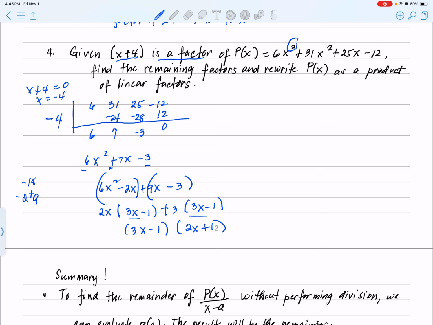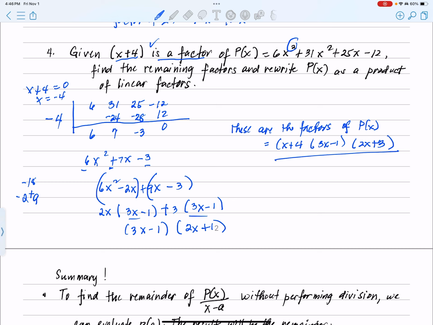So the remaining factors of p of x are x plus 4, which is already the factor, and then 3x minus 1 and 2x plus 3. So you have 3 factors.